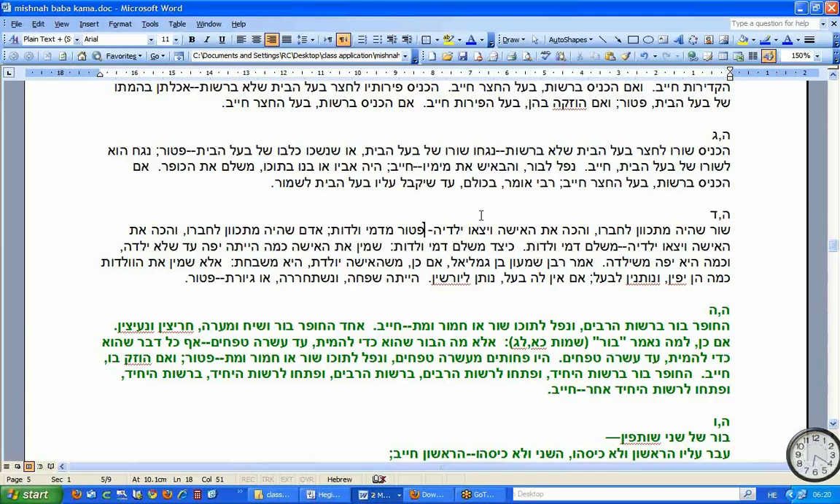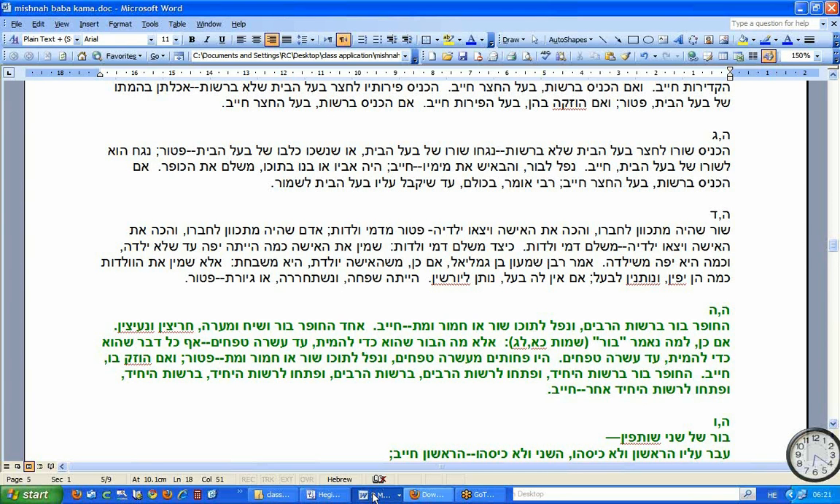So what happens? He was miskaven to hit another shor. Right. So he was all charged up, running down the street with his keren, about to hit. And instead of hitting the other shor, he bumped into an isha. And she loses the baby.